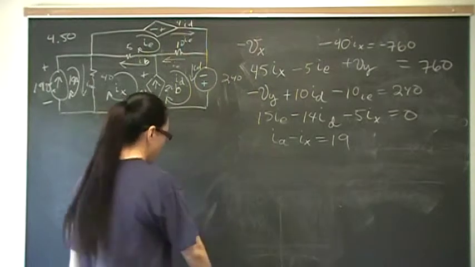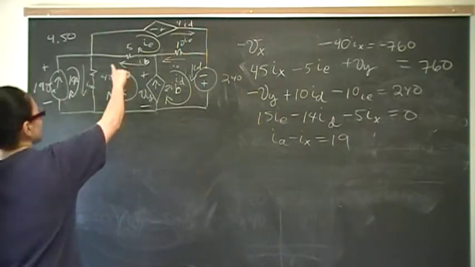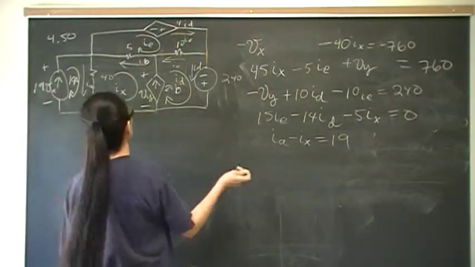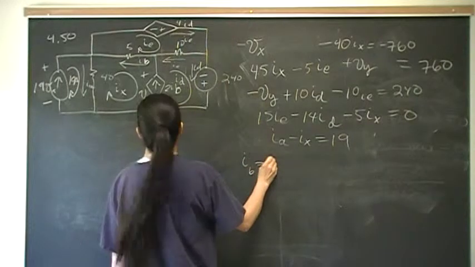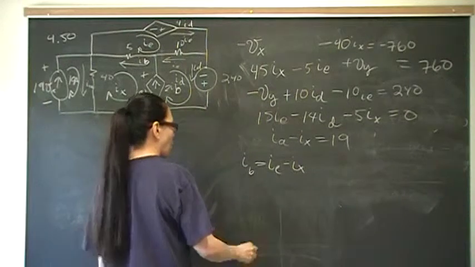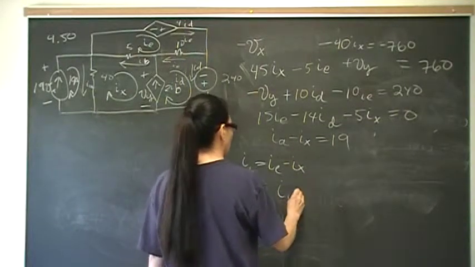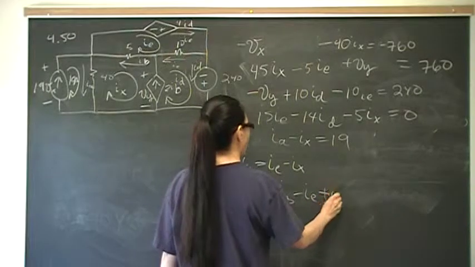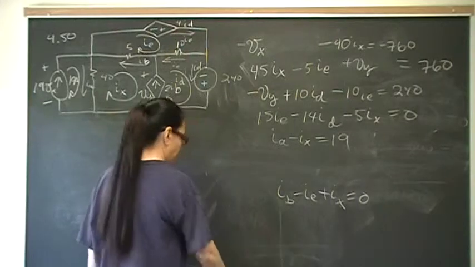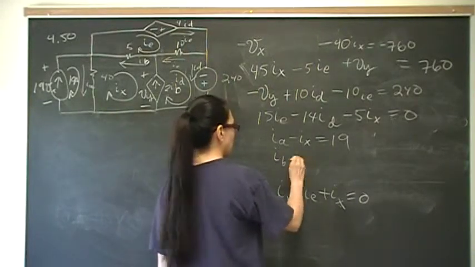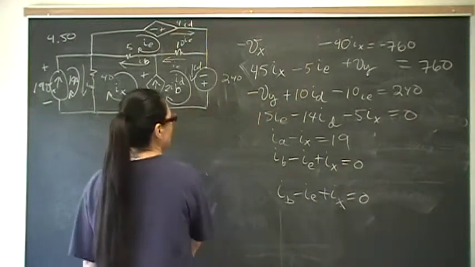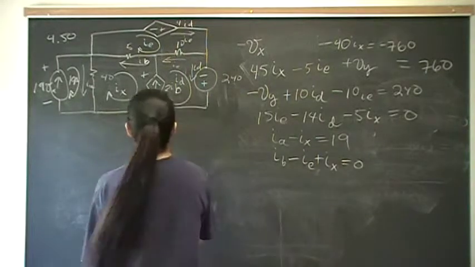Our second constraint equation is going to be the IB equation. So it's going to be the sum of IE minus IX. So IB is equal to IE minus IX. We're going to put everything over on one side and say IB minus IE plus IX is equal to 0. So now we have 6 equations. We need 2 more equations.